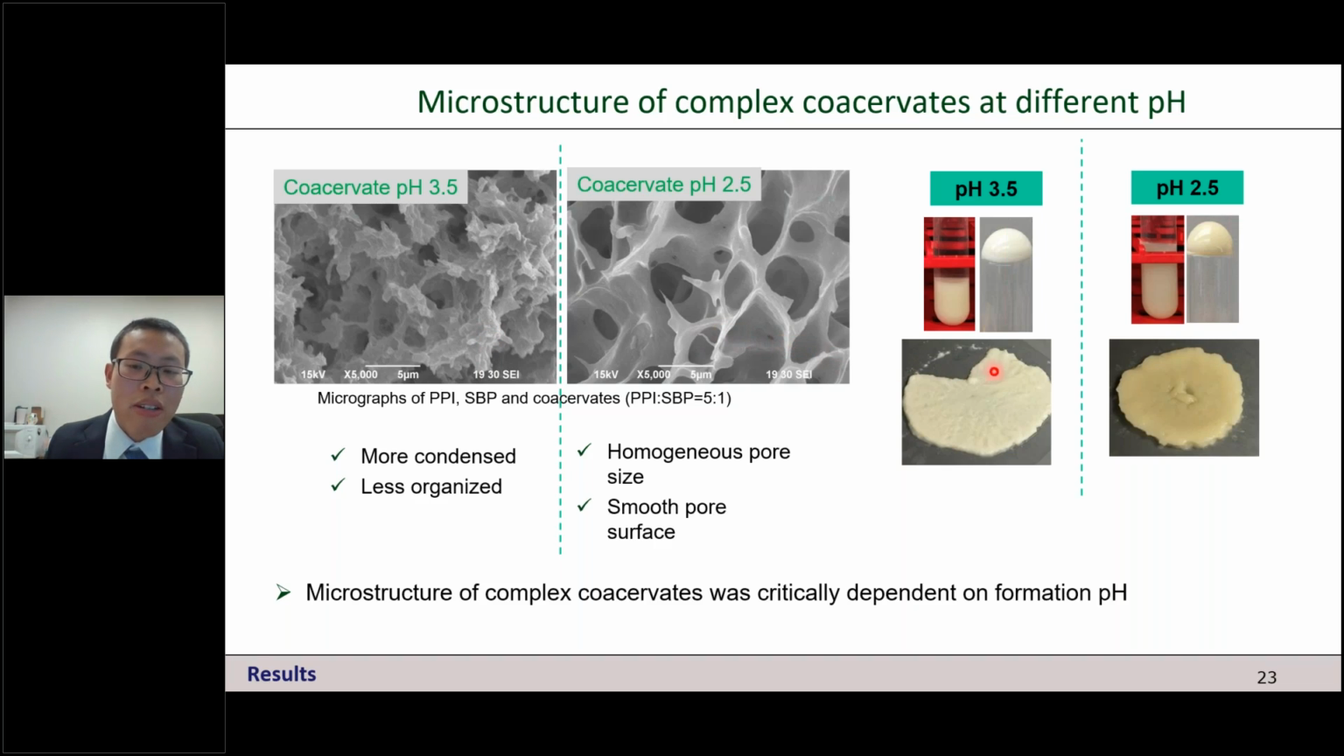At a later stage of coacervation, at pH 2.5, fewer neutral aggregates of pea protein are involved. As such, the network structures are highly organized with relatively homogeneous large pore size distribution and smooth inner pore surfaces. This difference in microstructure tells us that for application of encapsulation, coacervates obtained at pH 3.5 and 2.5 may have different encapsulation results.